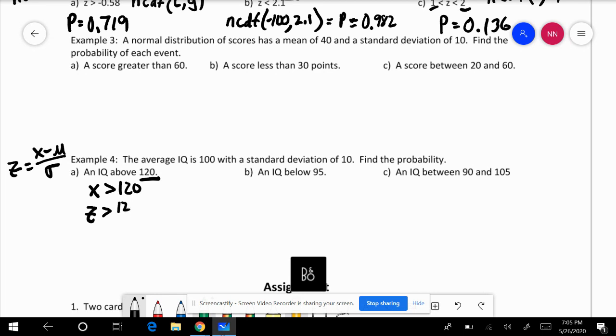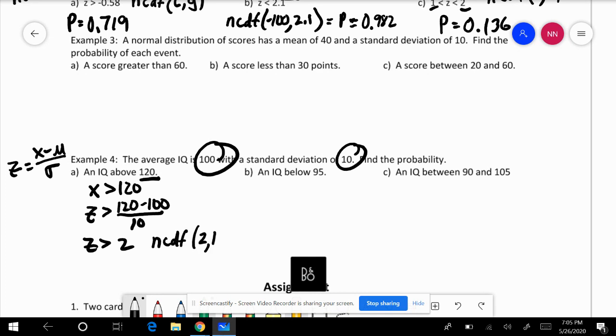So we're going to take our 120, which is our x value. It tells us our mean is 100 and our standard deviation is 10. So that gives us z is greater than, that would be 20 over 10, which is 2. So we're going to use our normal CDF, and we put 2, comma 100. And that right there gives us a probability or an area of 0.023.